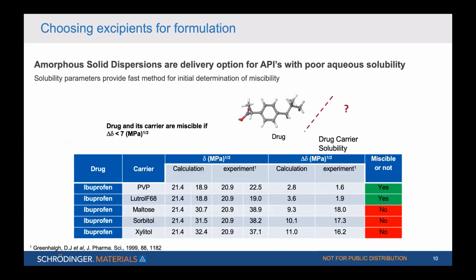What is the difference between the two calculated values in the third and fourth column in the table? Because this is done experimentally here. The first column is for the drug, so 21.4 is for the ibuprofen, and the carrier is the second one. So here's the experiment for the drug, and here's the experiment for the carrier. The difference between the experiment columns is in the second last column. Yeah, thank you very much.